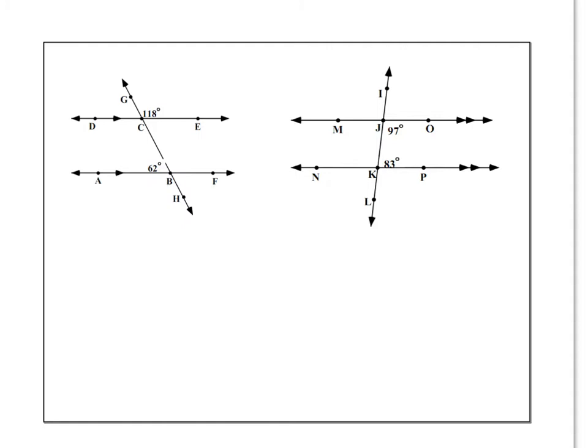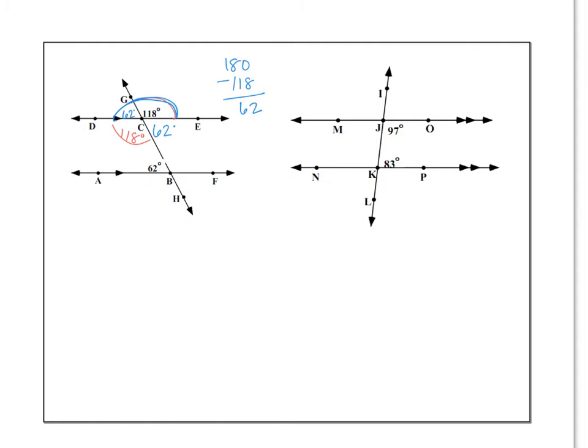So for instance, I think about 118 right here. The one across from it should also be 118. But then if I think about a linear pair like up here, they should add to 180. So 180 minus 118 leaves us with 62. So this angle would have to be 62 degrees. The one across from it, its vertical angle, would also be 62 degrees.